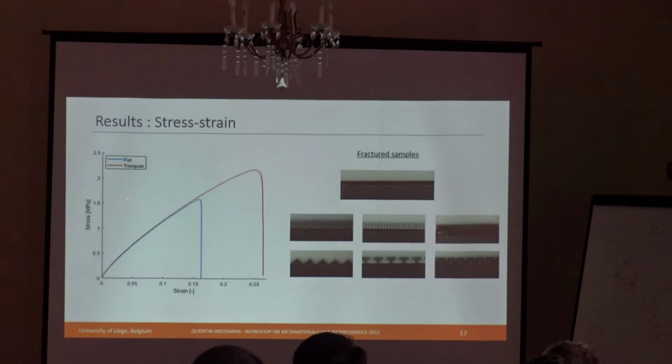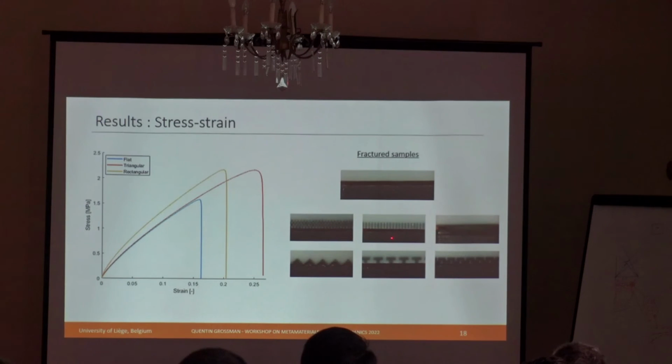Now going for the experimental results, I will show you one by one the stress strain curves, and then I will comment a little bit on the picture here of the fractured samples. In blue we have the flat case, which is this one. You see a nice clean breaking at the bimaterial attachment. For the triangular, it is here. You see that the crack follows correctly the path that we designed, and we have a significant increase in strength.